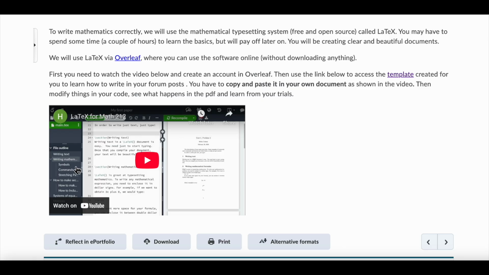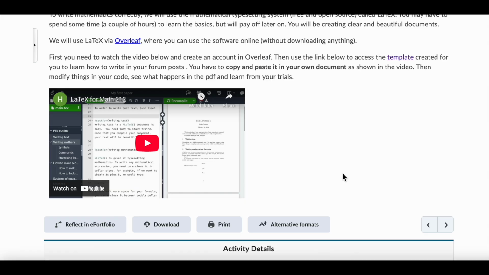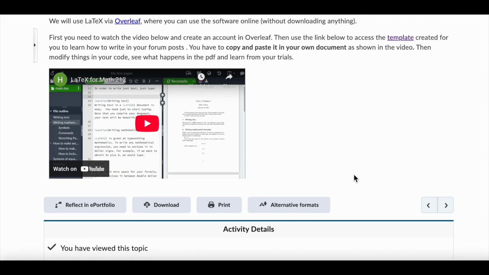I created here a video for you to understand how to start doing your first document in LaTeX. So be sure that the first thing you do is start creating an account for yourself in Overleaf and start writing a document in LaTeX. I also created a template that you can use to start your first document.